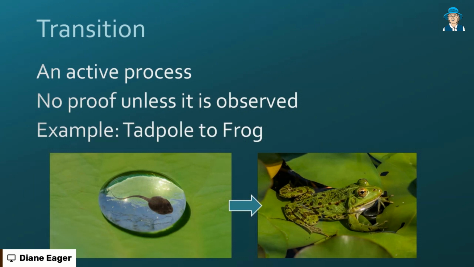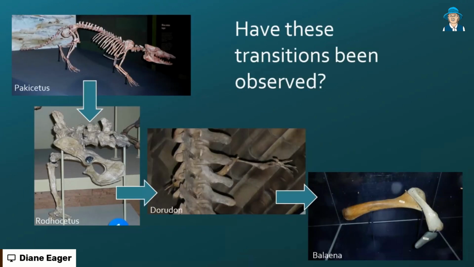So we do observe some quite huge transitions in biology. For example, a tadpole to a frog, that's a huge transition, but you can actually watch that happen. But in the next generation, it just goes back to the same cycle. Right. Has anyone seen this sort of transition from Pachycetus to Rhodocetus to Dorodon to Ballina? And the answer is no. No one has seen any of those creatures change.